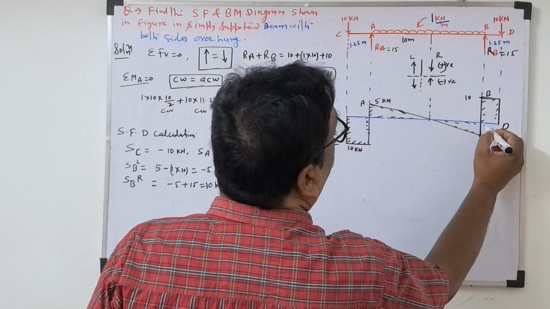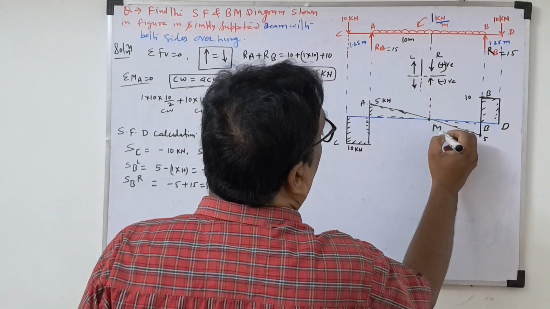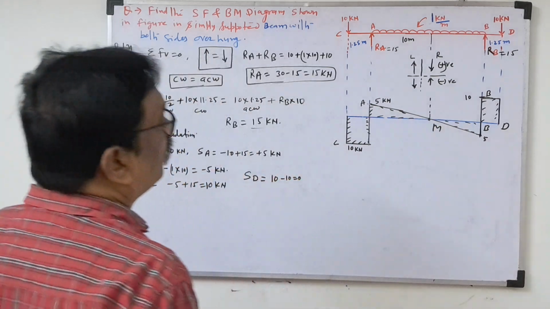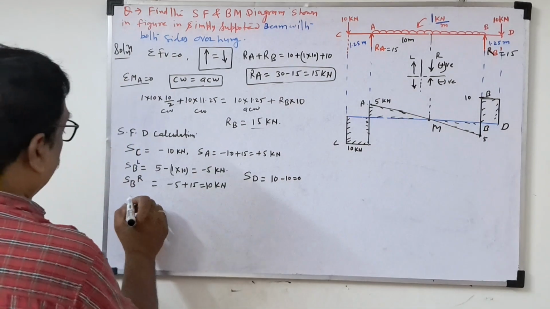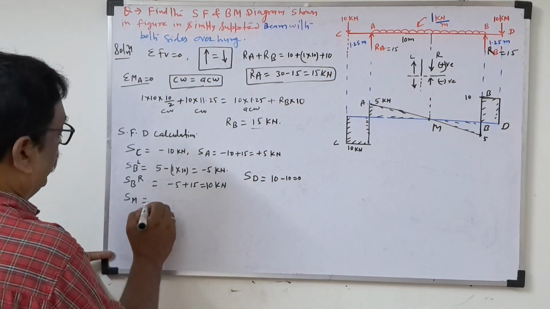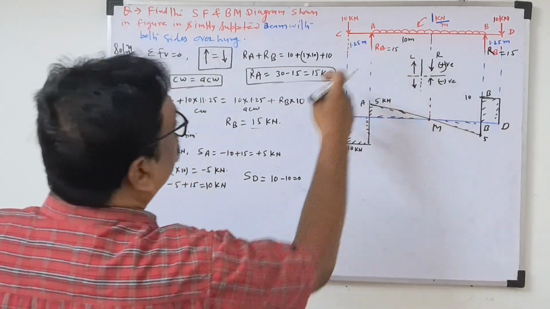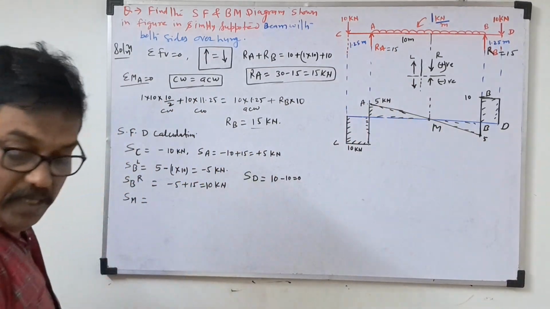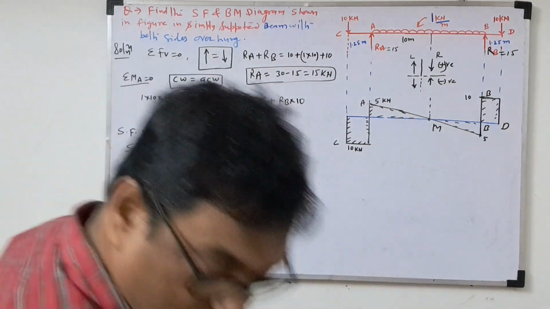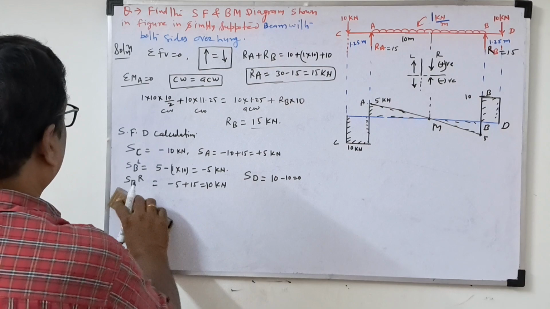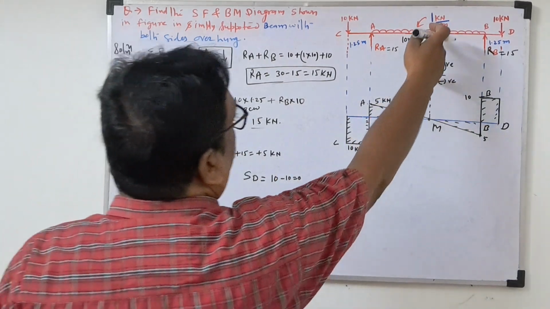This point is D, this point is B, and suppose you take some point M. If you take the shear force at M, see how much will come. Just we check it. Shear force at M, how much will come? Minus 10. Why calculate shear force at M? Bending moment we will see. So this is why the shear force diagram is over.